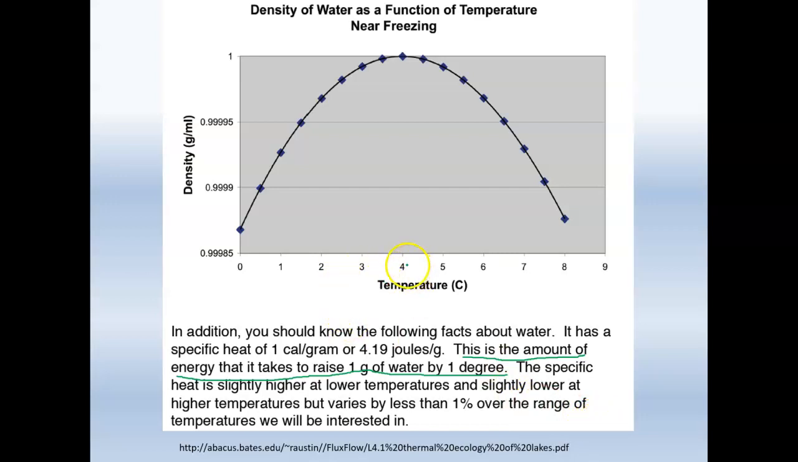When we look at the temperature-density relationship, you can see water is most dense here at 4 degrees centigrade. And on this side of it, when it gets cooler, the density decreases this way. And then as it gets warmer on this side of the relationship over here, the density continues to decrease as well. So most dense at 4, and then least dense on either side of that, and especially as the water gets even warmer than 8 degrees centigrade, it gets even less dense.